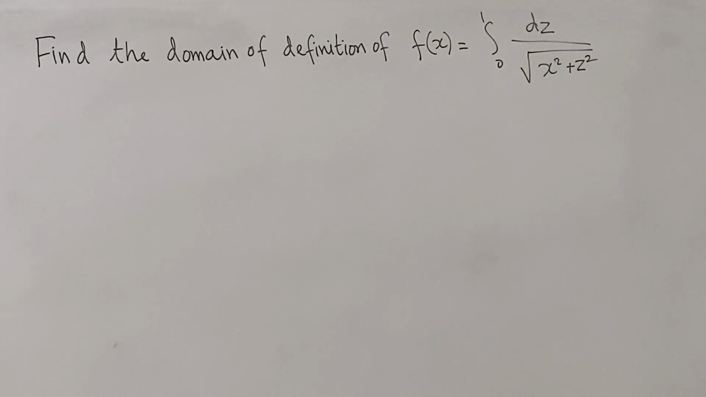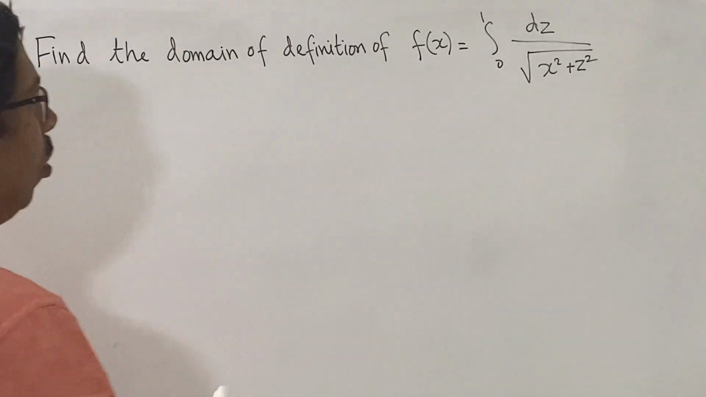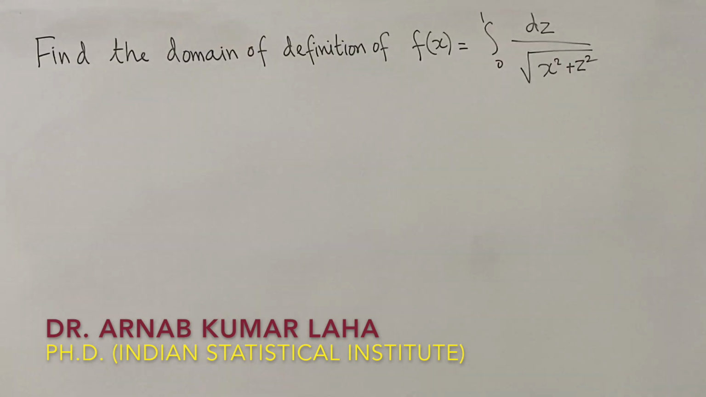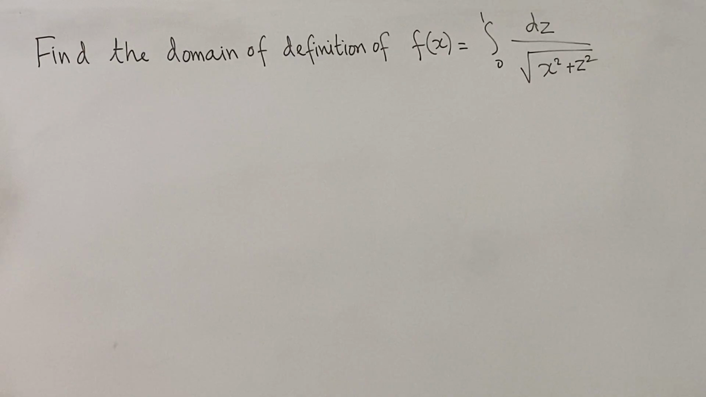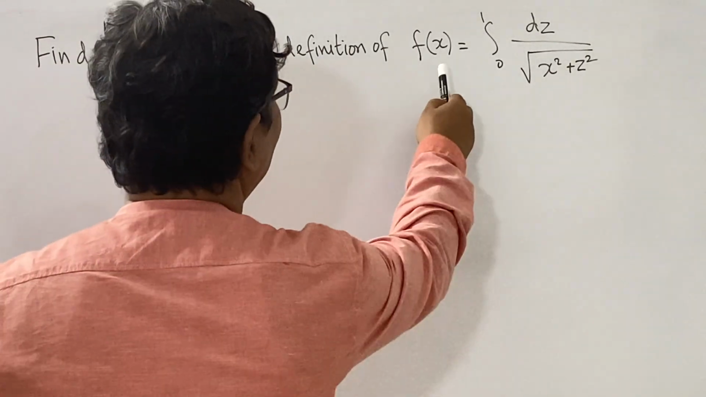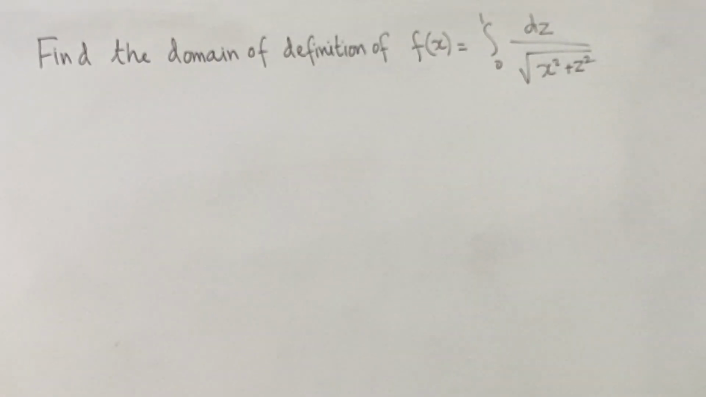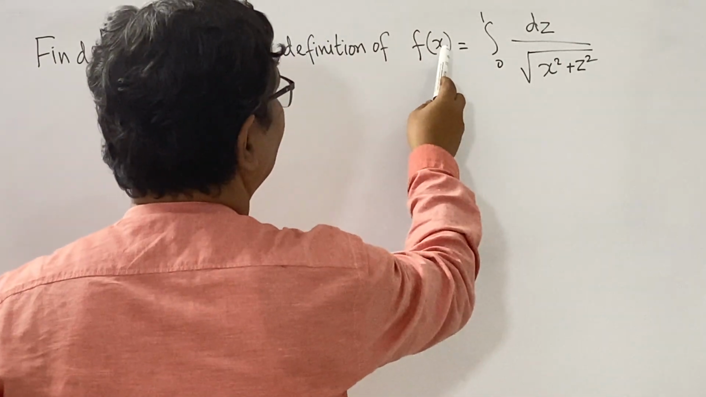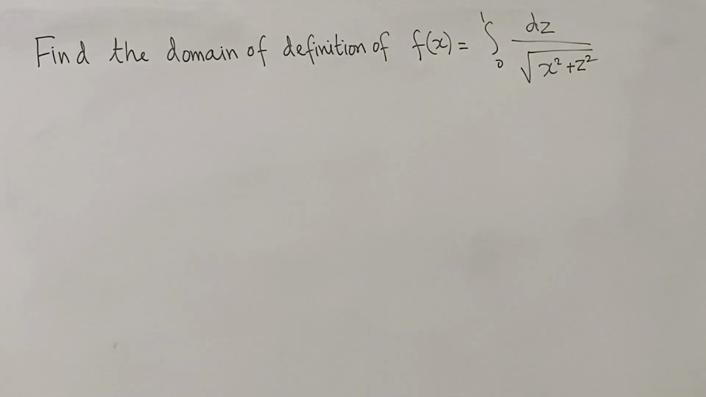In this edition, we look at this simple problem which asks us to find the domain of definition of this function f(x), which is integral 0 to 1 dz divided by square root of x square plus z square. Now, the main thing here is that the function is defined as an integral, and the integral is over this variable z, and the function is of x. So we have to figure out at what points is this function defined.